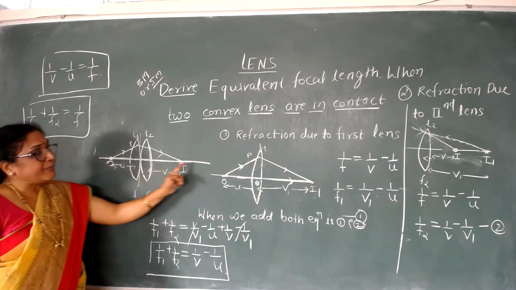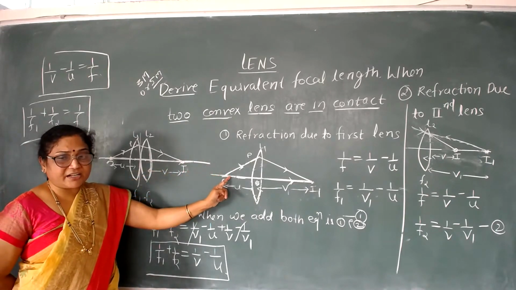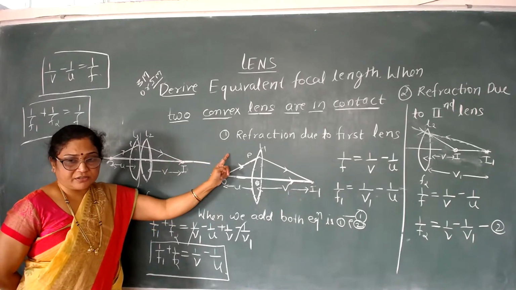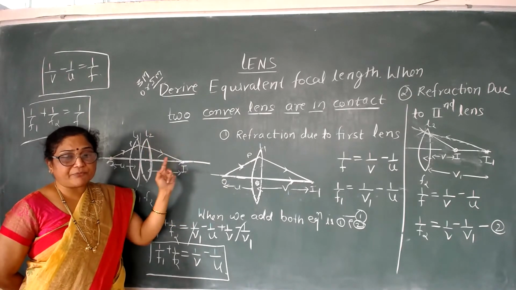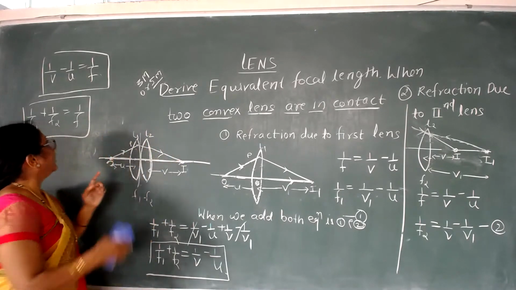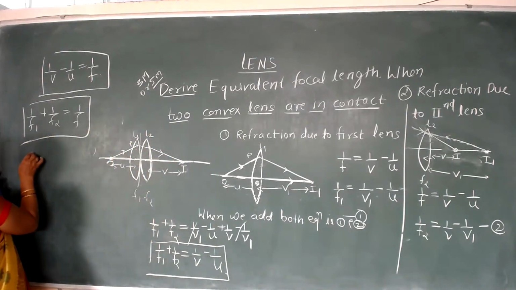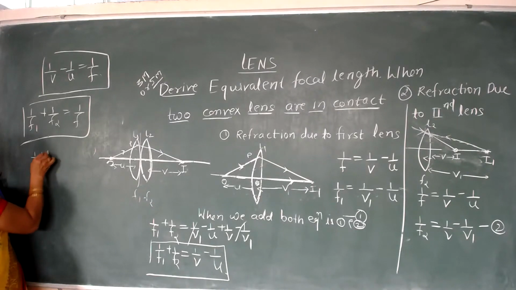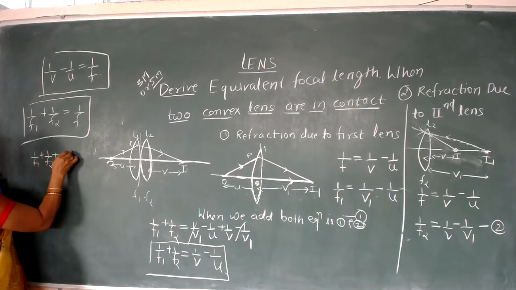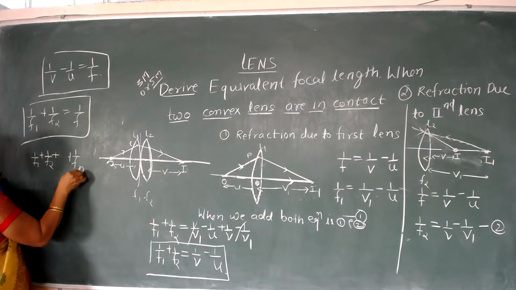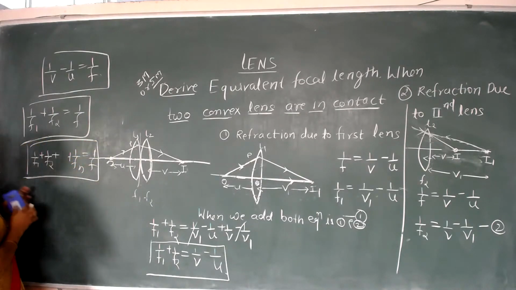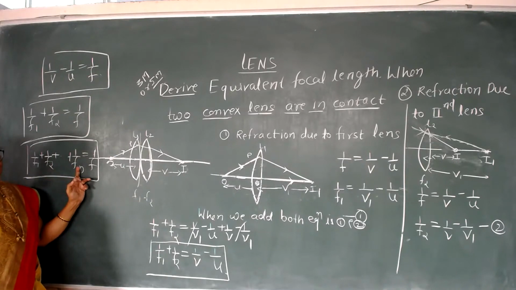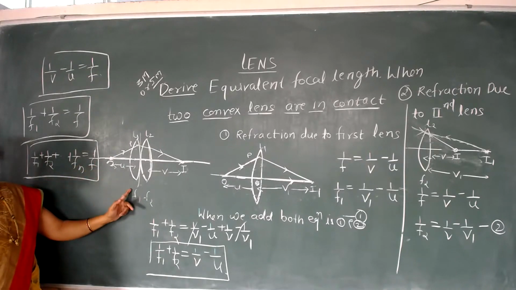Otherwise, if there are a number of lenses in combination to each other with different focal lengths, then we can find out the equivalent focal length by using this formula, that is 1 by f1 plus 1 by f2 plus so on plus 1 divided by fn is equal to 1 by f. So this is the formula which is related when the number of convex lenses are connected to each other.